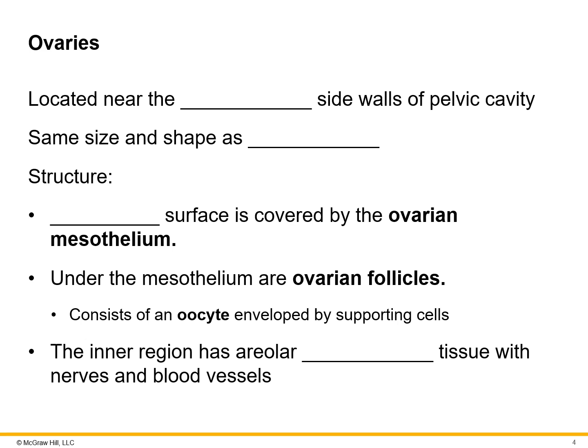Under the mesothelium are going to be the ovarian follicles. The follicle is going to consist of an oocyte, or again, a developing egg, that is enveloped by some supporting cells. And then lastly is going to be the inner region, which is going to be made up of areolar connective tissue that's going to have all of the nerves and blood vessels that are going to nourish the ovaries.